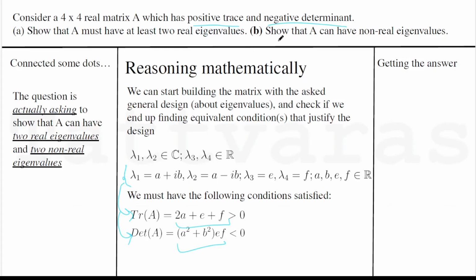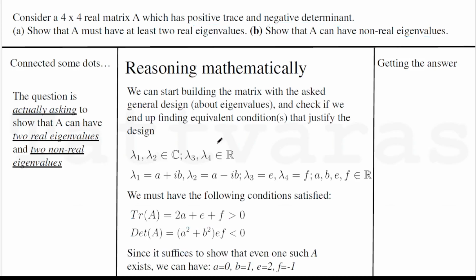And an interesting thing to solve this, you don't need to give a general proof that shows that A can have 2 real eigenvalues and 2 non-real eigenvalues. You can get very specific as well, as in if you can show just one such matrix that can give you 2 real eigenvalues and 2 non-real eigenvalues and satisfy these conditions, then that matrix is in the class of matrix that is represented by A. And even one such matrix is proof that A can have non-real eigenvalues.